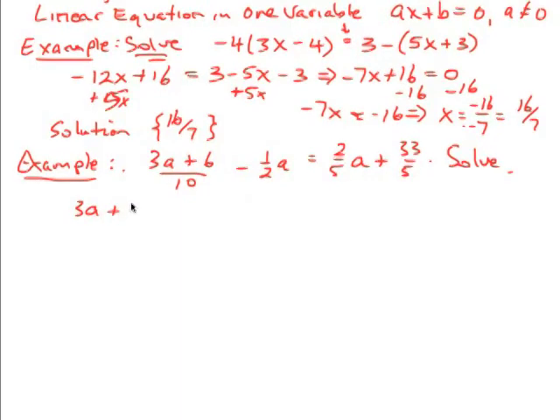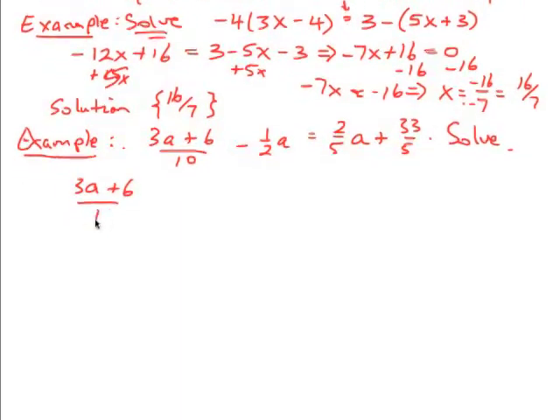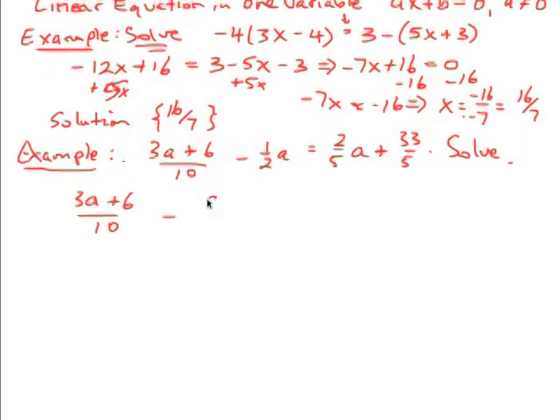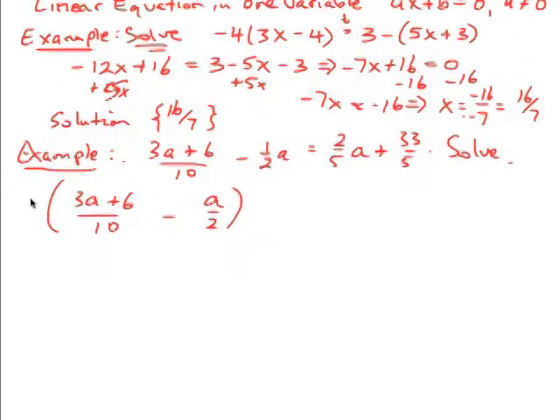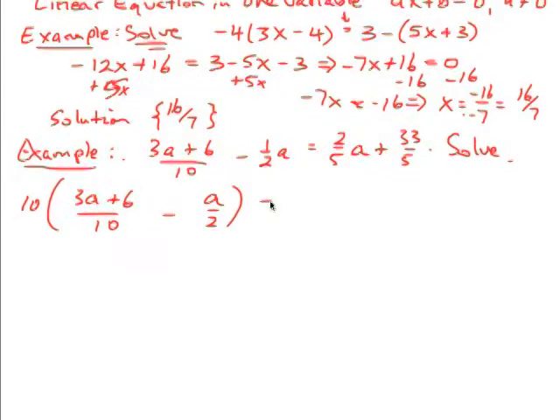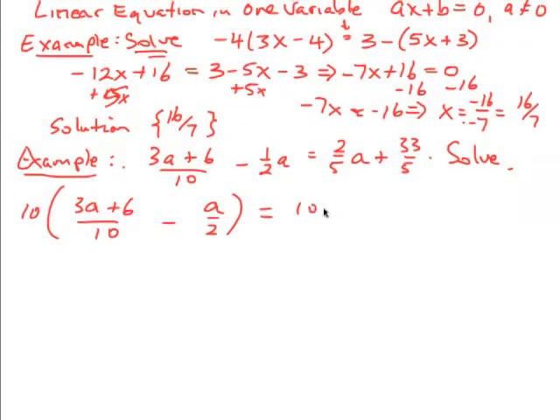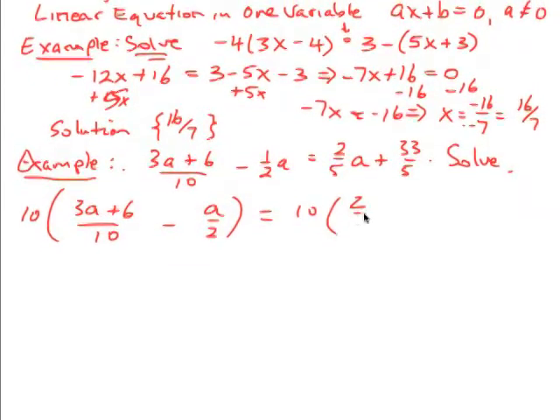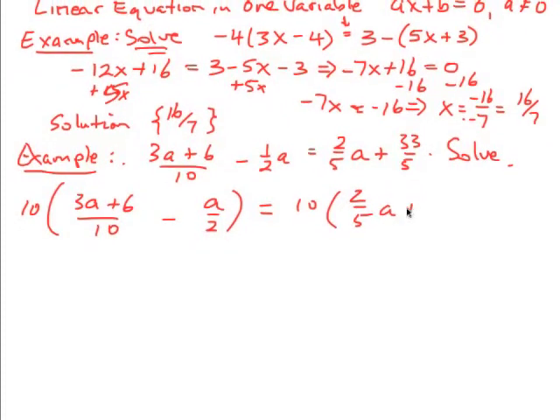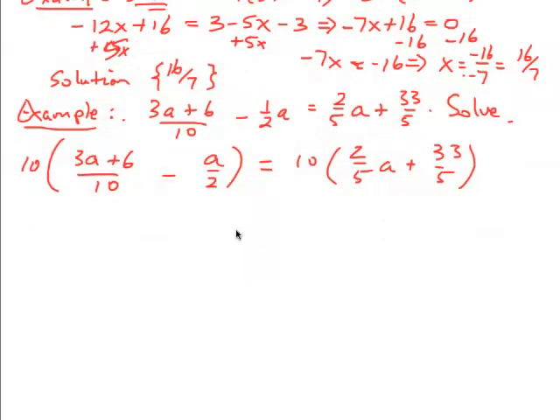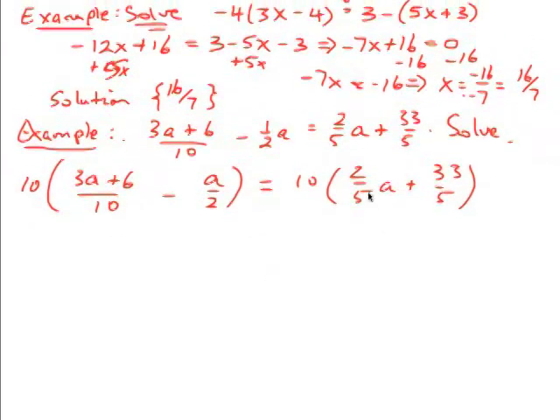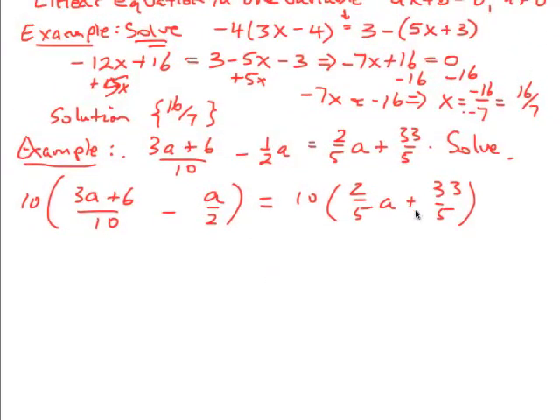So what we do is multiply everything, and let's write a half a as a on 2. I'm going to multiply everything on the left by 10, and everything on the right by 10. And I'm going to distribute that 10 across the addition, the subtraction here and the addition here.